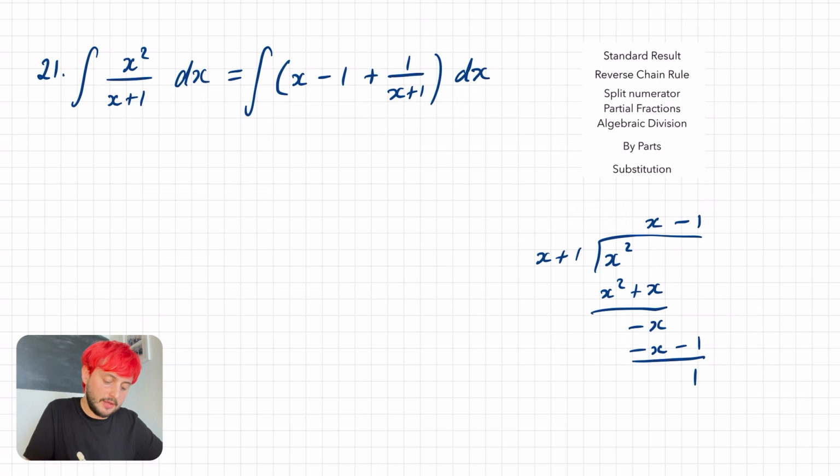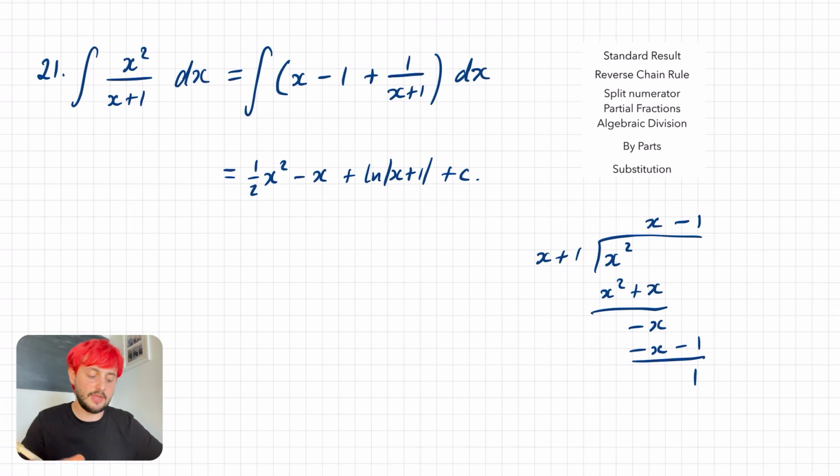So now I've got it looking like this. I can just integrate all of these bits separately. So x integrates to a half x squared, 1 will integrate to x, and 1 over x plus 1 is ln of x plus 1. Don't forget that plus c that we have at the end. And again, you could differentiate this and see if you come up with this when you put everything back together.